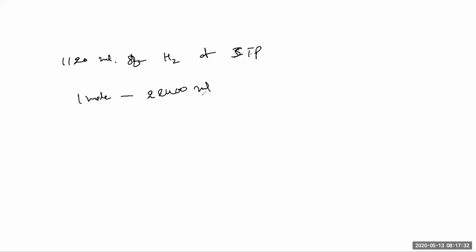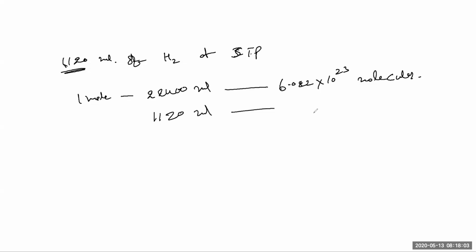22,400 ml is what 1 mole occupies at STP. I have already given this, the GMV, gram molar volume: 22,400 ml at STP. So it contains Avogadro number of molecules, 6.022 into 10 power 23 molecules, right? Now what is the volume given? In the question, 1120 ml of gas contains how many molecules? Say X.